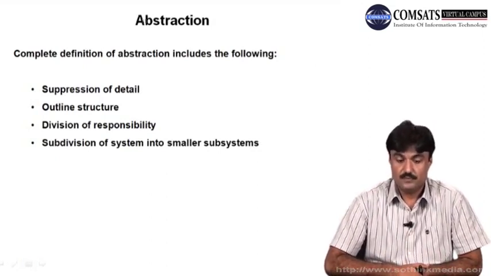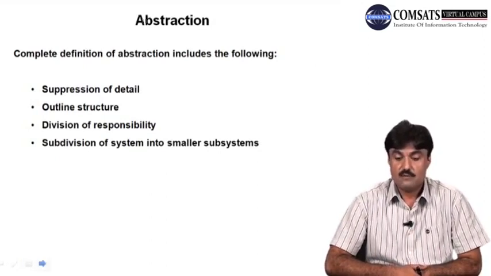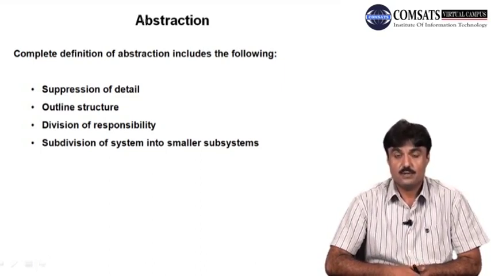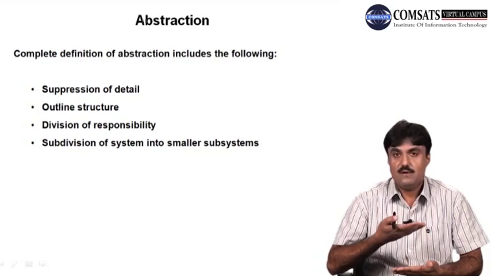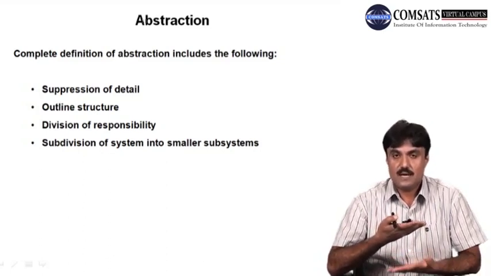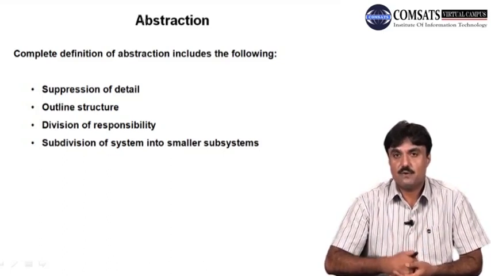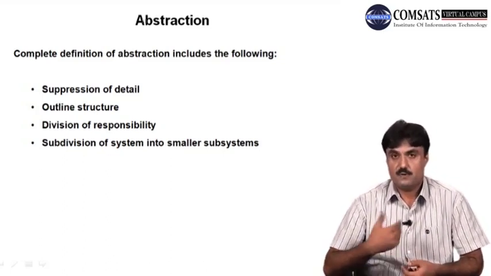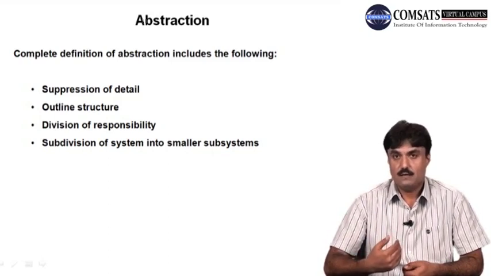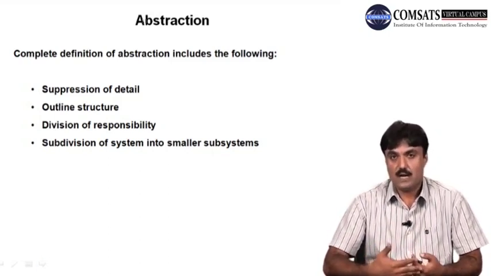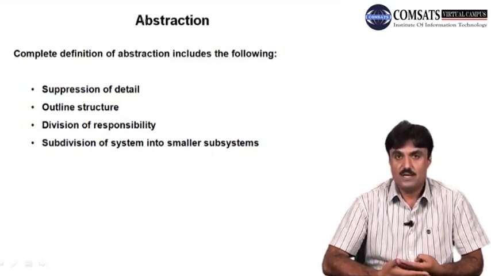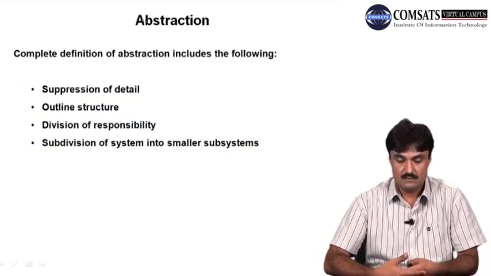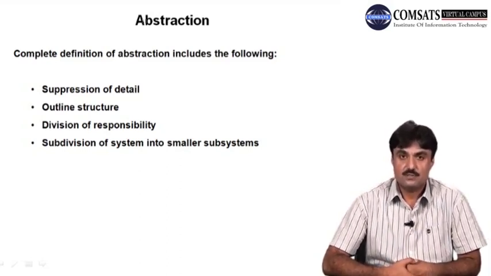Now, what is abstraction? The complete definition of abstraction includes the following: suppression of details. If there are different levels, like level number 1, level number 2, level number 3, level number 1 doesn't know what is at the lower level. It doesn't consider what is at the lower level. It just performs or sends the task without considering the actual format of the lower level. So we suppress the details. Each level doesn't know the details of the next level, and it outlines the structure.